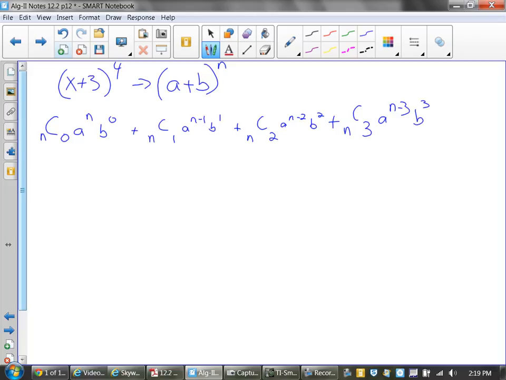I'm going to run out of room on my paper. It's continuous. It depends upon what your n value is. This is easy. Here's what's happening. What's the exponent of a doing? It's getting smaller, going down a degree each time. The exponent of a goes down once each term. The exponent of b starts at 0 and works its way up 1 each time. The n choose 0, n choose 1, n choose 2 is the leading coefficient for the next exponent.